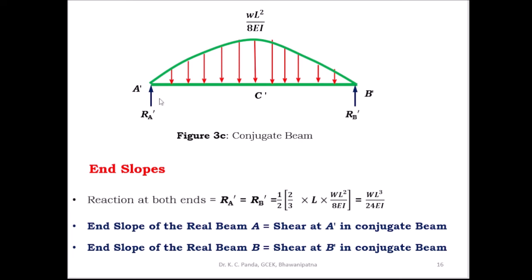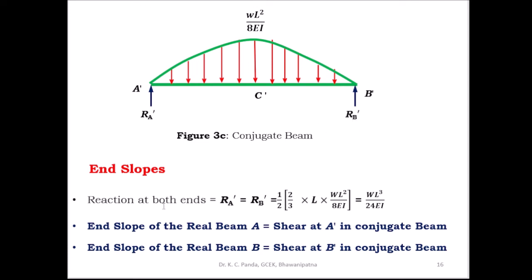So first you find out the reaction at both ends, RA dash and RB dash. Here the loading is symmetrical, so half of the load will be shared by each reaction component. So first you find out the total area of this M by I diagram, and this area divided by 2 is equal to RA dash is equal to RB dash.